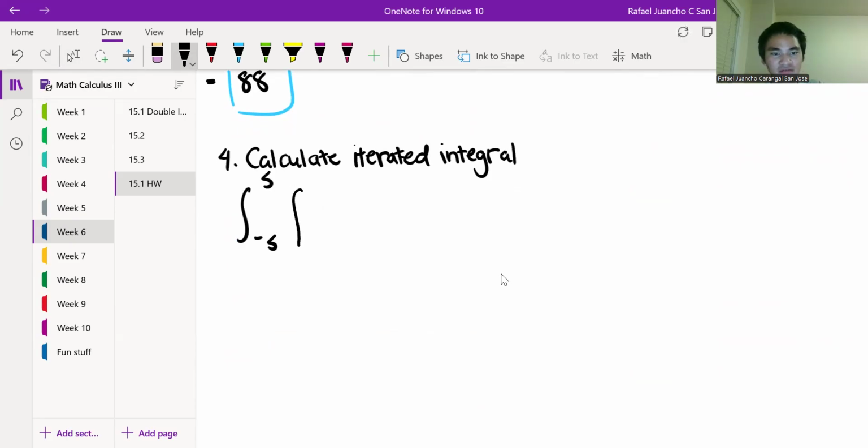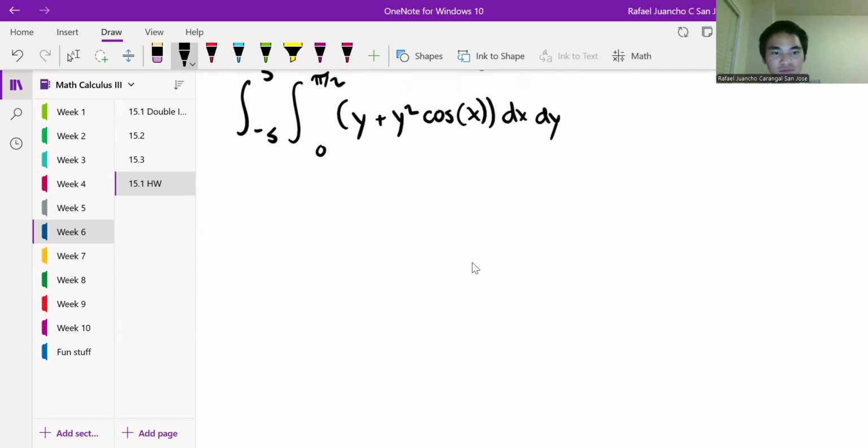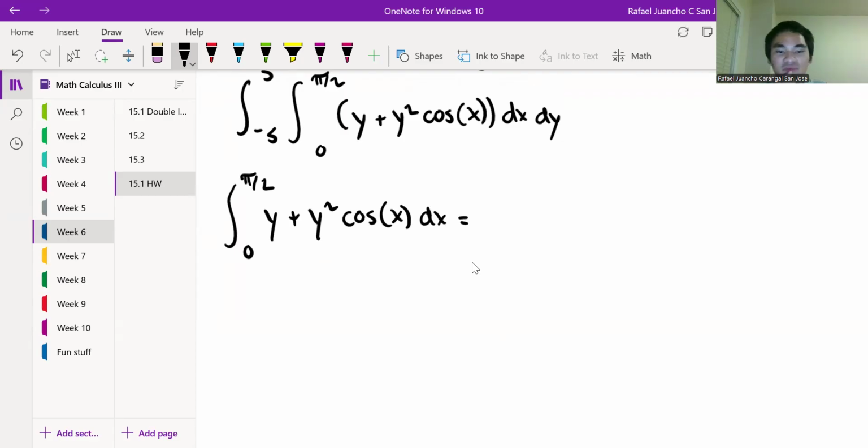Okay, so what's the integral? Negative 5 to 5, 0 to pi over 2. Our function is y plus y squared cosine x. So a function of two variables here. This is dx dy. So we first want to integrate with respect to x and then with respect to y. Let me do that first. So 0 to pi over 2 of y plus y squared cosine x dx. What is this going to be?